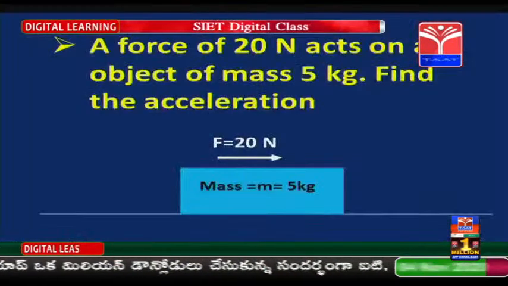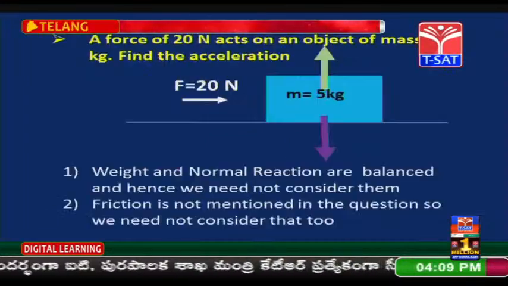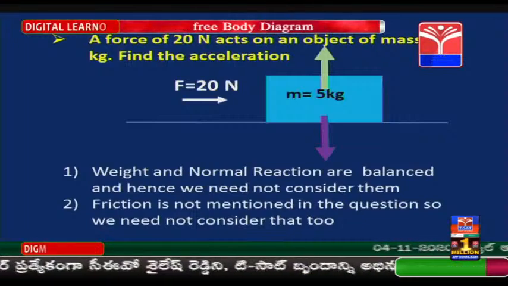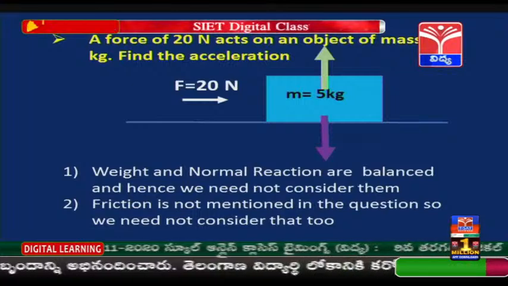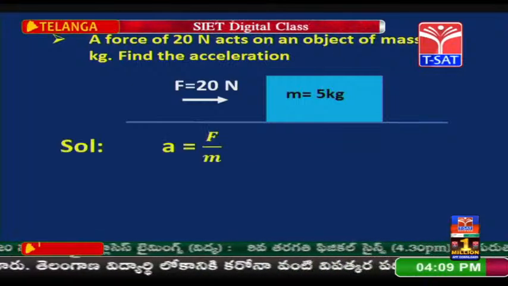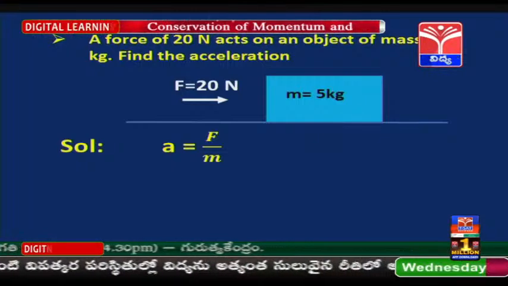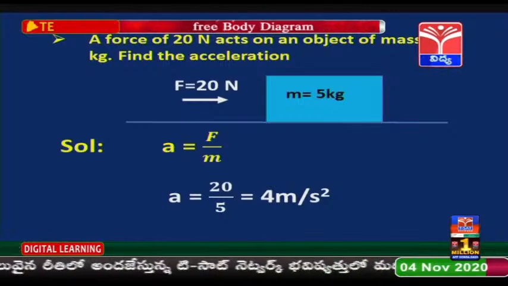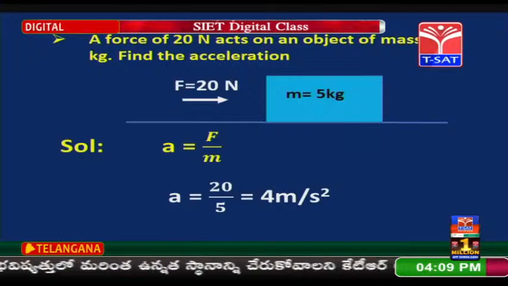Here is an object whose mass is 5 kg and a force of 20 Newton is acting on it. The weight and normal reaction are balanced and hence we need not consider them. Friction is not mentioned in the question, so we need not consider that too. To find the acceleration, use the formula a is equal to F by m. Substituting the values, acceleration is equal to 20 by 5, which is 4 meter per second square.